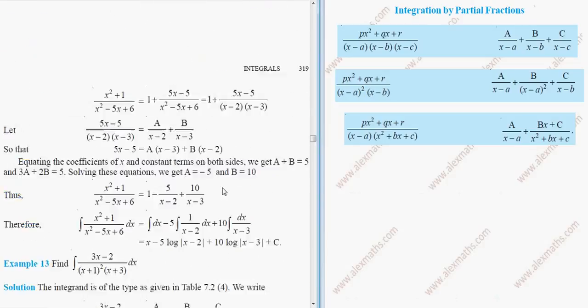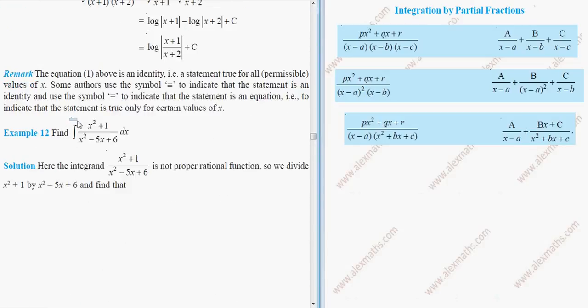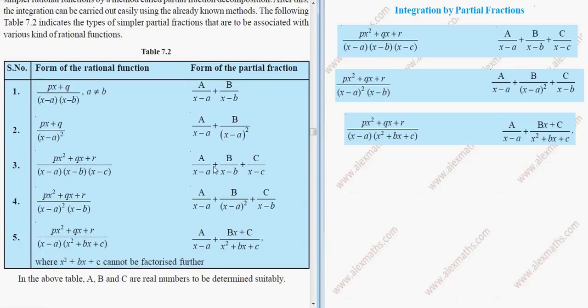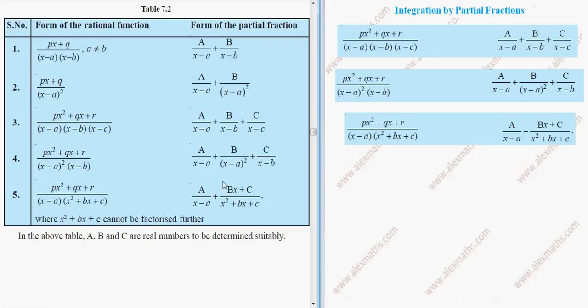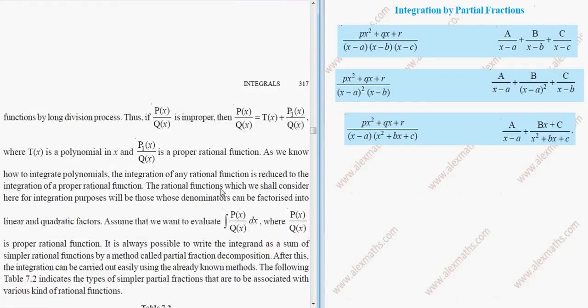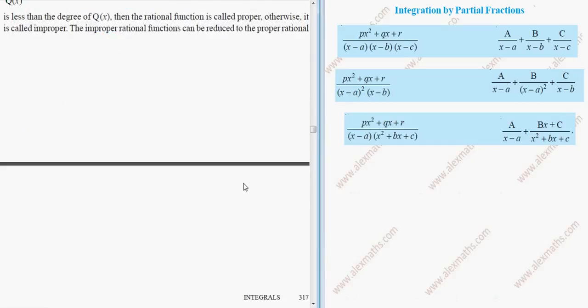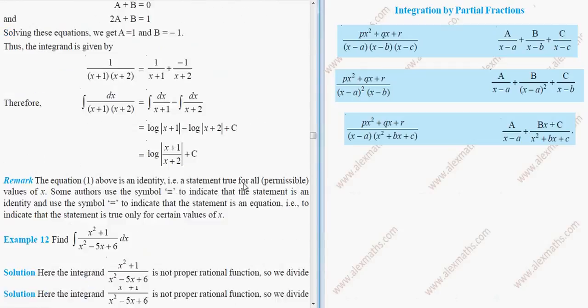And this one, you compare with this problem. Do you see the degrees of numerator and denominator are the same? Both are x square. So you cannot apply the rule because it is not a proper rational function. Proper rational function means the numerator degree should be less than the denominator degree, and these partial fraction rules can be applied only for a proper rational function. If it is improper, we have to do long division, reduce it to a proper rational function, then apply the rule. If you miss this, then the entire problem is wrong.